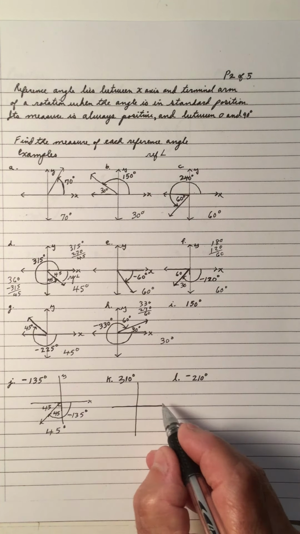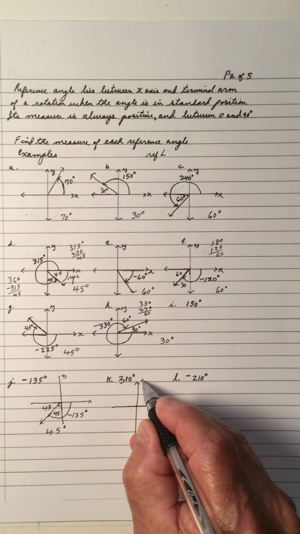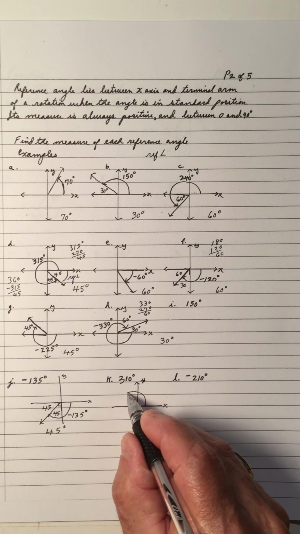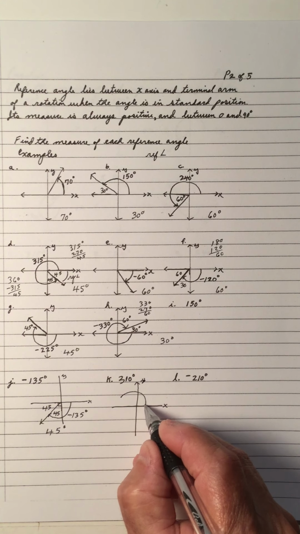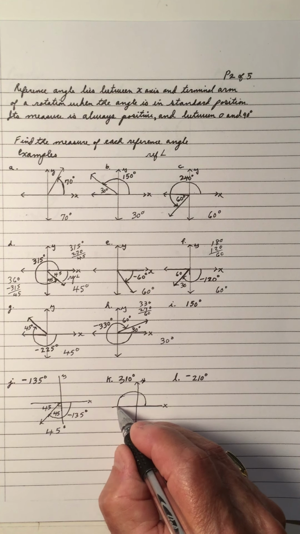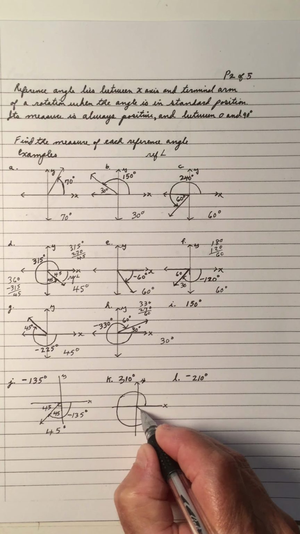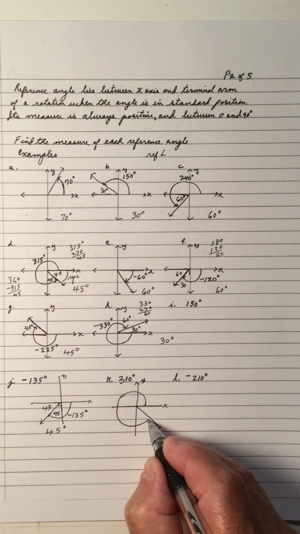A 310 degree angle, that's the x and the y. Let's plot 310. Here we go. That's 90, 180, 270, and we're in here so far. So there are two ways to get this.